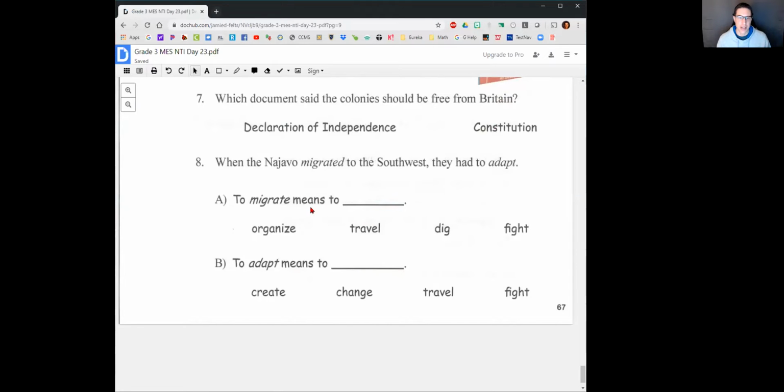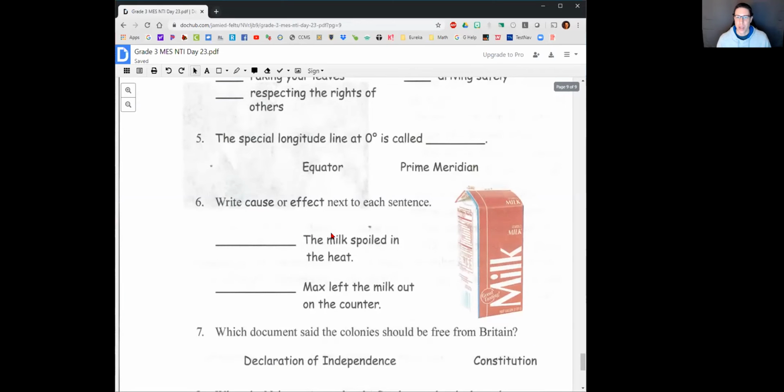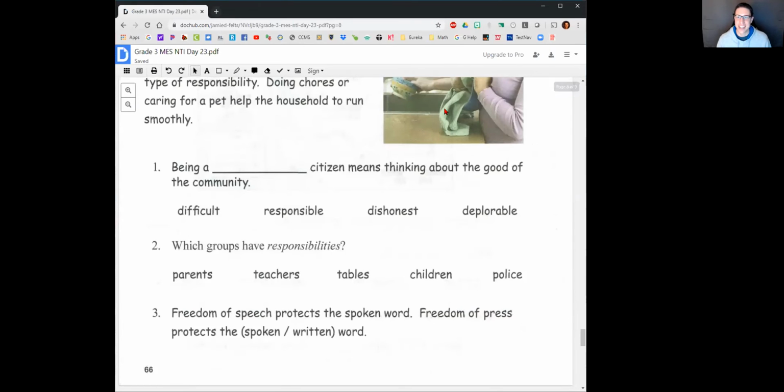And then number 8 down here, when the Navajo migrated to the Southwest, they had to adapt. It's asking you to use context clues here to figure out what the word migrate and what the word adapt means based on this sentence. So you should be able to read the words around it, and it should help you figure out another word that would take the place of those, that would give you the meaning of those words, migrate and adapt.